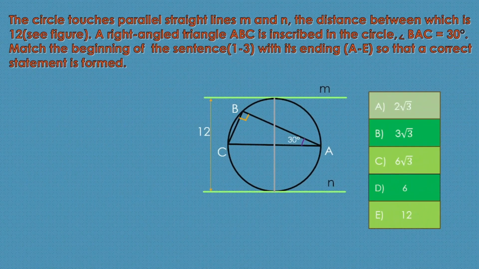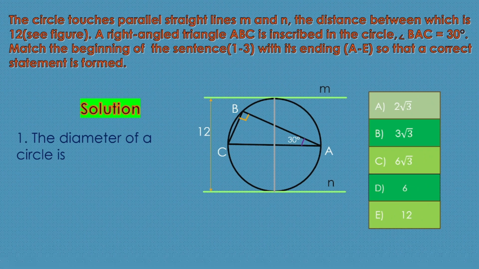So, the first point. We need to find the diameter of the circle. Do you know how to do this simply and quickly? You can guess that this distance between these two lines is the diameter of the circle. That's all. The answer is E.